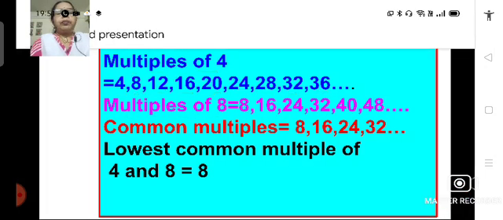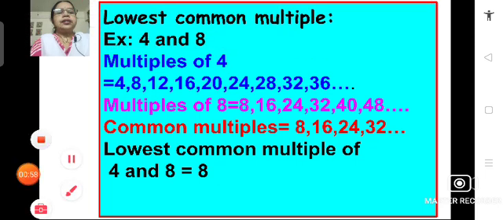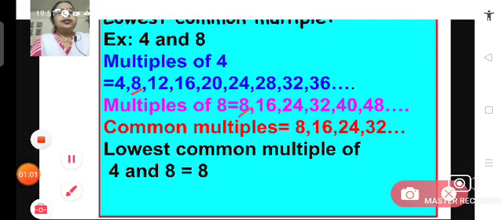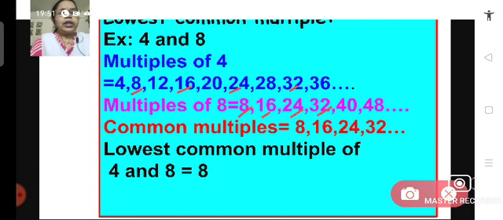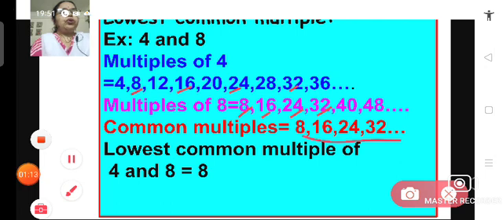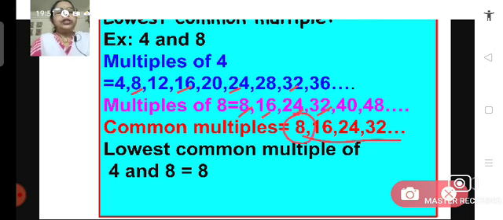Now, what are the common multiples of 4 and 8? They are 8, 16, 24, 32 and we can find more. So, the common multiples of 4 and 8 are 8, 16, 24, 32 and so on. And we can see the lowest or the smallest among these common multiples is 8. So, the lowest common multiple of 4 and 8 is 8.